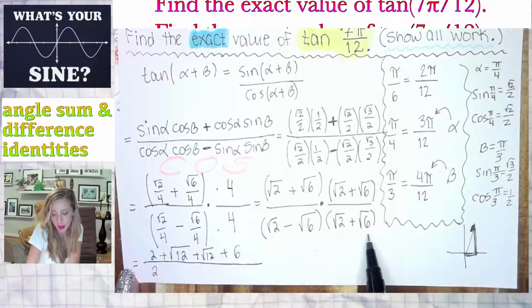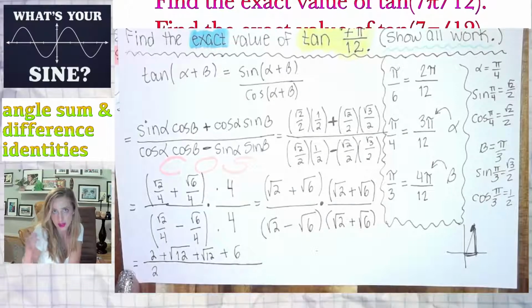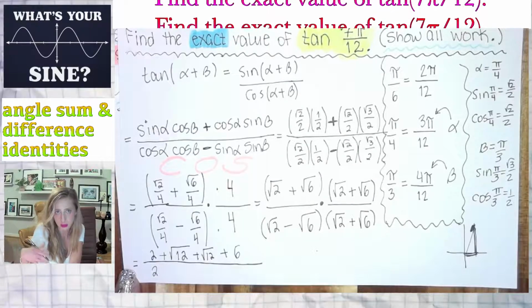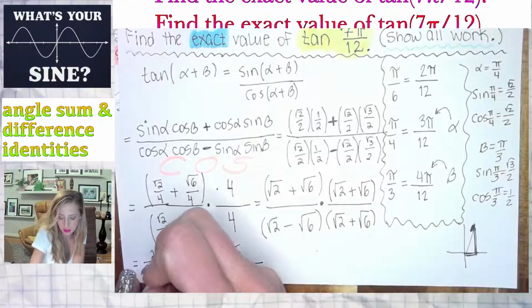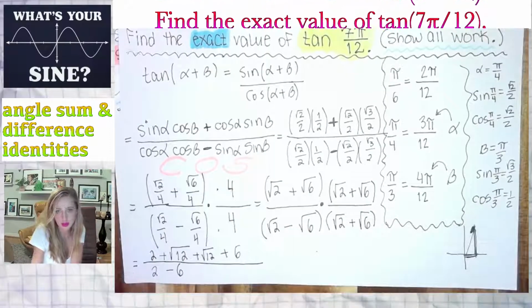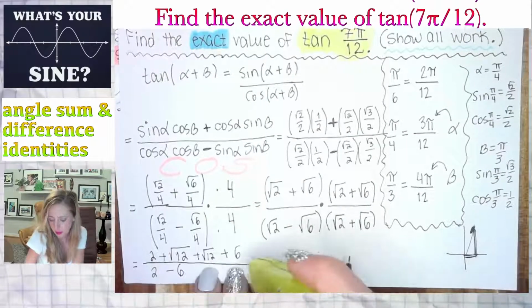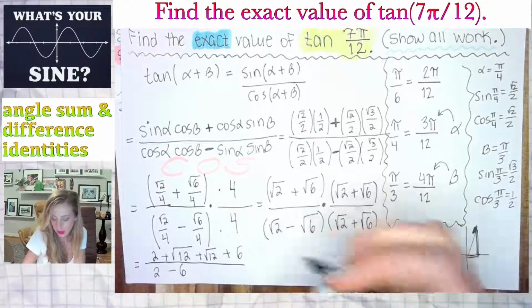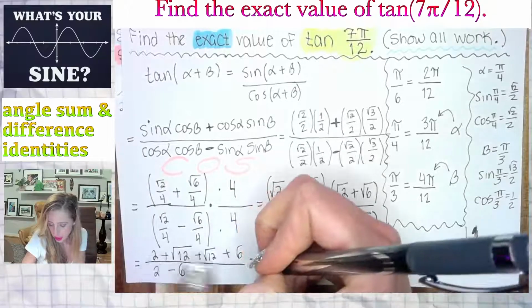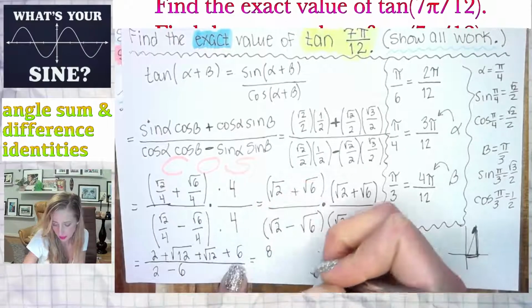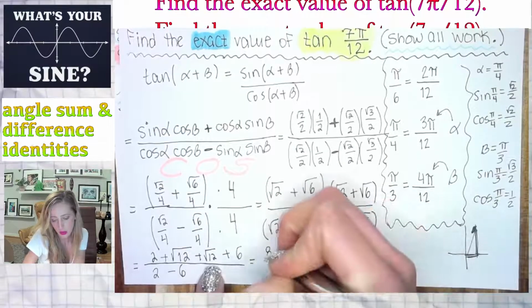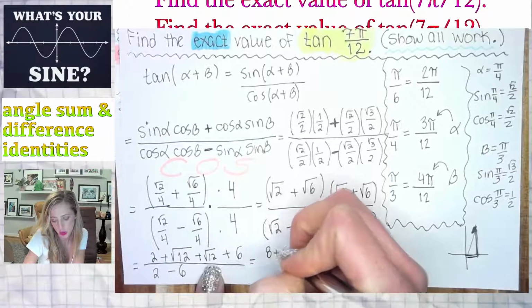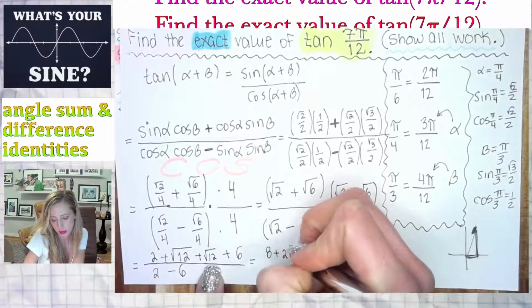Negative root 6, positive root 6 is minus square root 36, which is minus 6. So minus 6. From there, a little too aggressive with my fraction bar again. From there, 2 plus 6 gave 8. Square root 12 and square root 12 is really plus 2 square root 12.